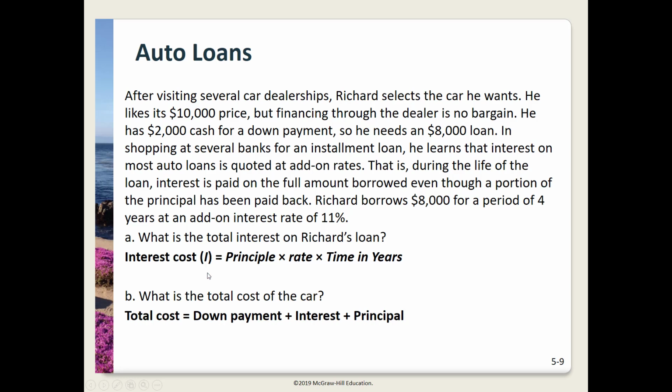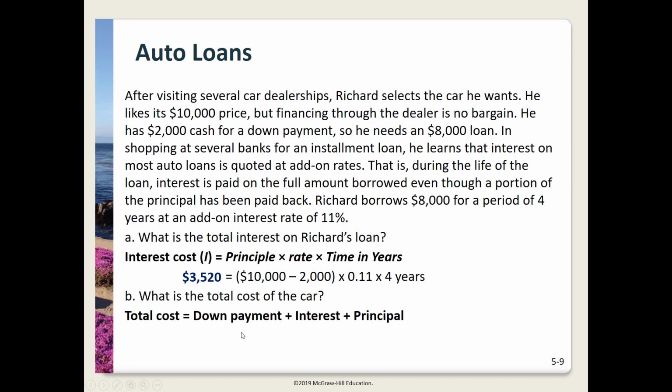Here's our interest cost, abbreviated I. That's our principal times the rate times the time in years. So we'll take the principal, but remember we're doing a down payment of $2,000. So we'll take the $10,000 minus $2,000 because we're going to be borrowing or getting a loan of $8,000. Then our rate is the 11% or 0.11, and the time in years is the 4 years in our story. So when I plug all this into my calculator, and again, make sure to work in the parentheses first before you work with the rest, our interest cost is $3,520.